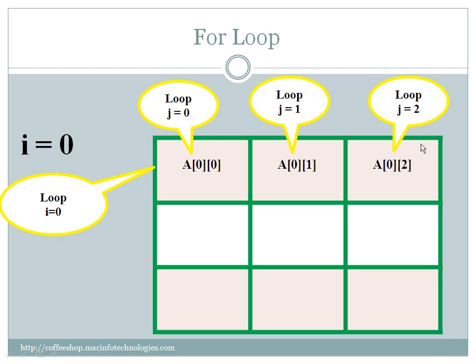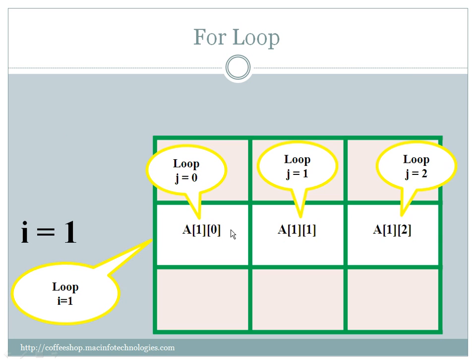Once j increments to 3, the condition of the inner loop becomes false. So it comes out of the inner loop and goes to the outer loop. The outer loop, i, increments to 1 next. So when i increments to 1, again it goes inside the inner loop. Now i is equal to 1, j is initialized to 0 again. So it increments from 0, 1, and 2. So 3 times the j loop executes. After that j becomes 3 and comes out of the loop and comes to the outer loop.